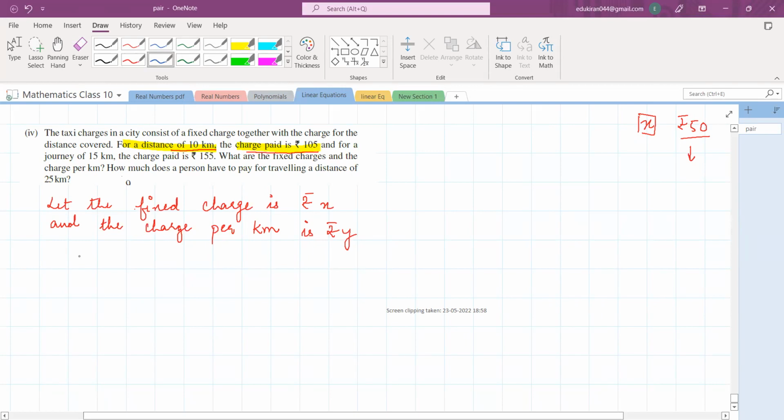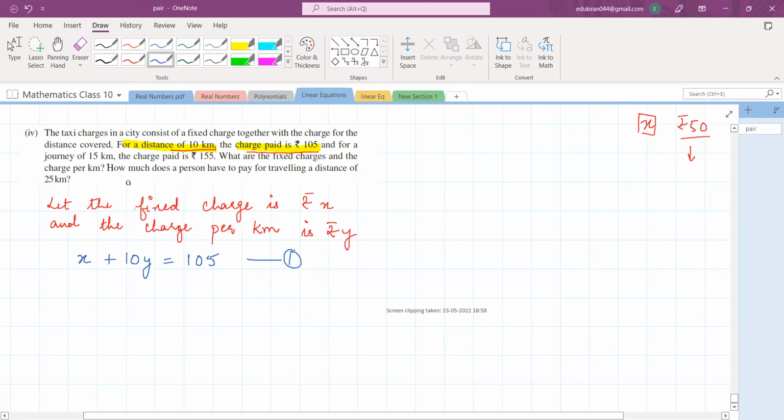Yes. So fixed charge will always be there, plus he has traveled 10 kilometers and the cost of 1 kilometer is y. Then the total cost will become rupees 105. Understood? Yes, ma'am. Okay. So this is equation number 1, right? And let's see.